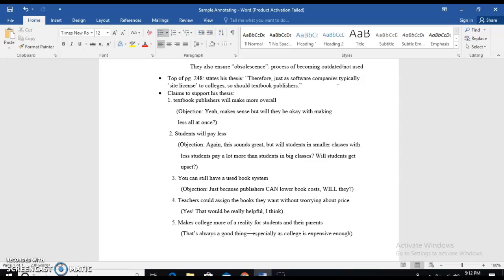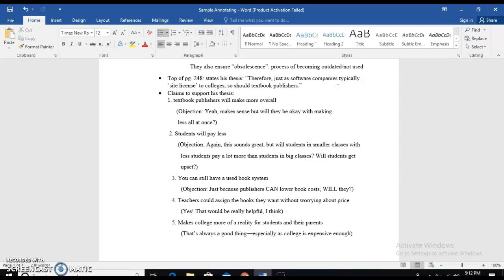And then the last kind of major claim that he makes in his text is that this system would make college more of a reality for students and their parents than it is now. Like, people sometimes can afford college, but they can't afford the books that they need in order to be successful in those courses, right? Again, my reaction is that's always a good thing when we make college more possible for everybody, right? And I said especially as college is expensive enough, right?